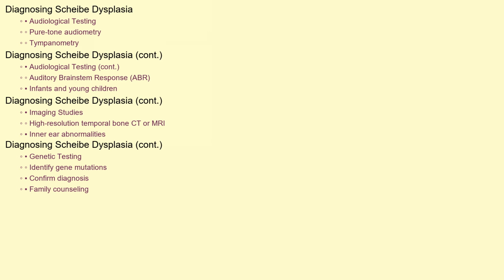Diagnosing Scheibe dysplasia involves a combination of audiological testing and imaging studies. Audiological evaluations, such as pure tone audiometry and tympanometry, are used to assess the type and degree of hearing loss. An auditory brainstem response (ABR) test is particularly helpful in identifying hearing loss in infants and young children. High-resolution temporal bone computed tomography (CT) or magnetic resonance imaging (MRI) can reveal structural abnormalities within the inner ear, such as the characteristic cochleosaccular dysplasia. Genetic testing can also be performed to identify specific gene mutations associated with the condition, which can aid in confirming the diagnosis and providing information for family counseling.